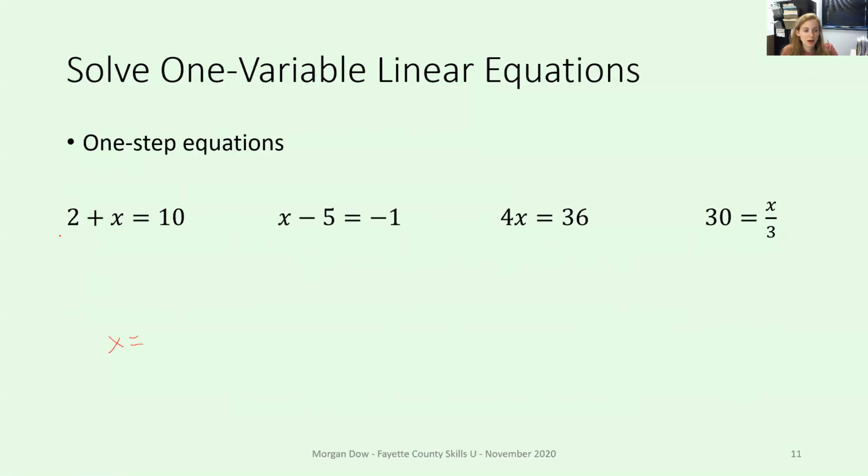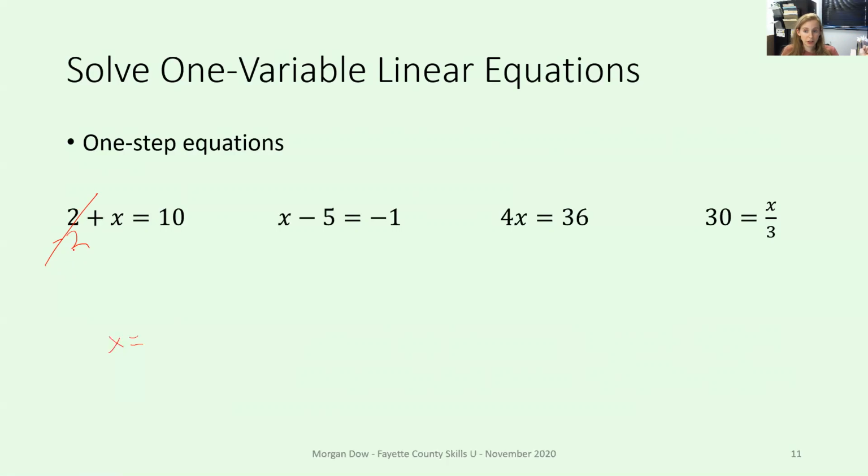Well, I would need to get rid of this plus 2, right? I don't want to know what 2 plus x is. I want to know what x is. So I'm going to cancel out the 2 by using inverse operations. If 2 is being added to x, how would I cancel out that addition? Well, I would cancel it out with the opposite. I would cancel it out by subtracting, right? So 2 minus 2 is 0. It's nothing. So that will disappear.